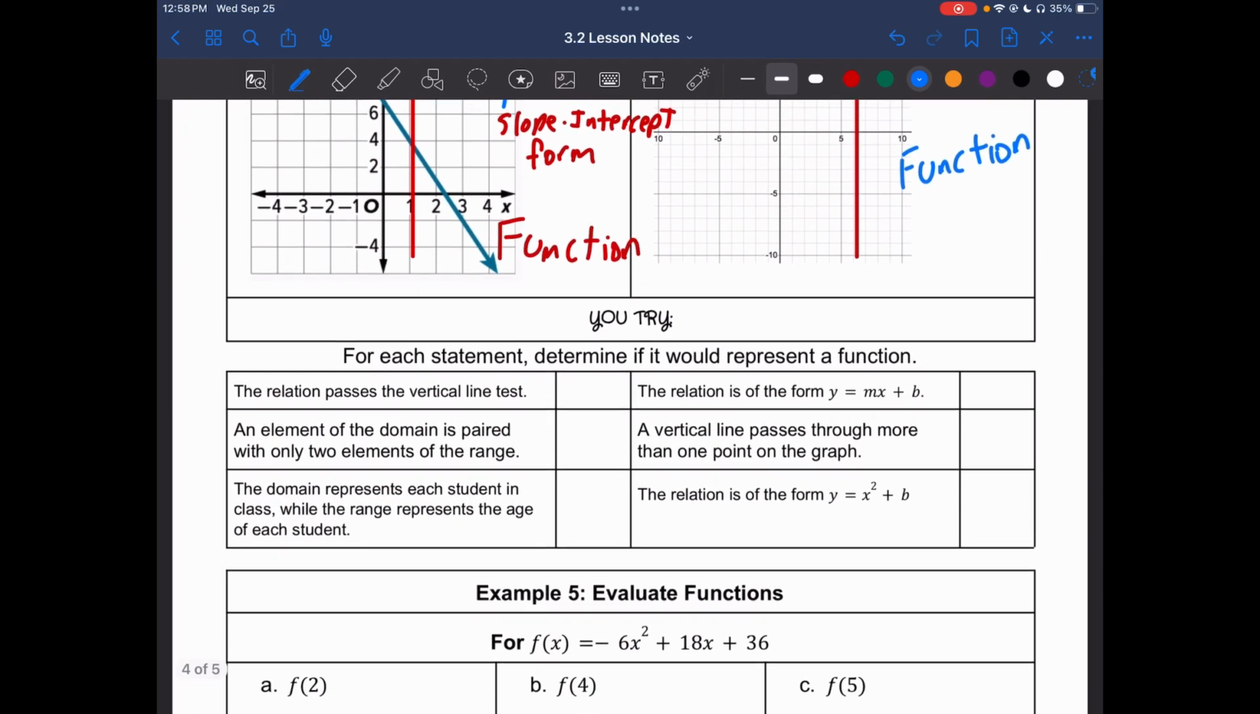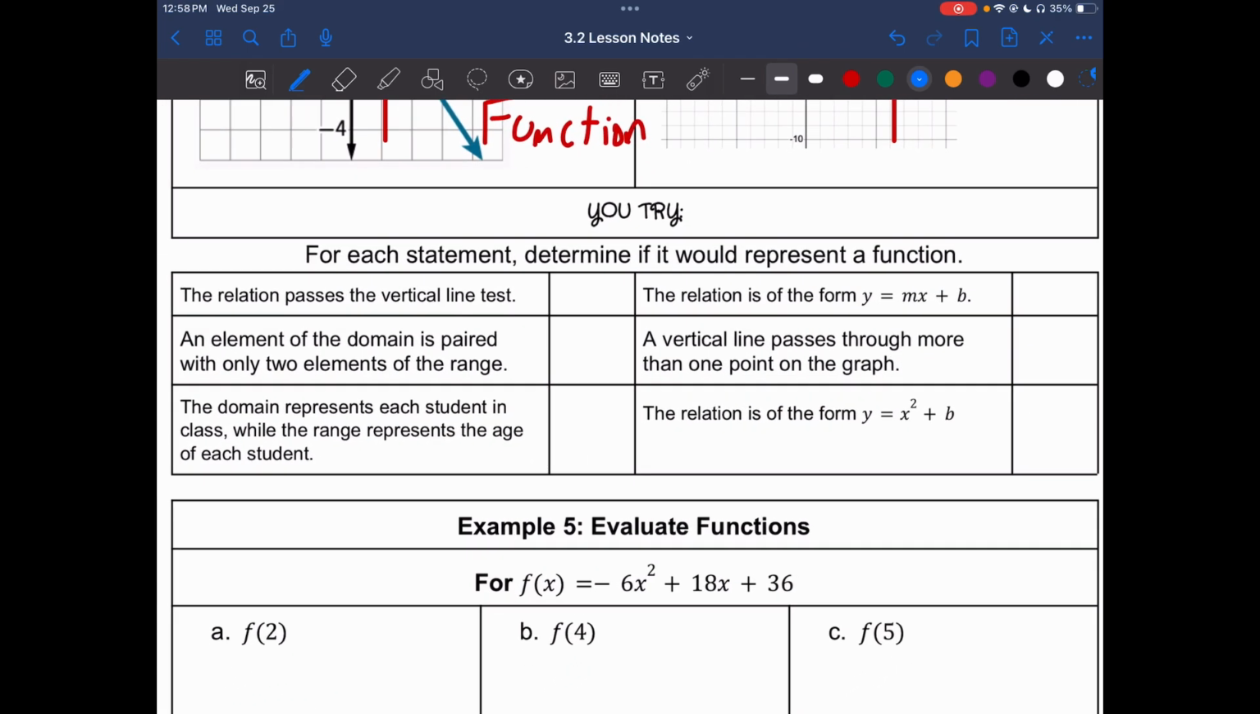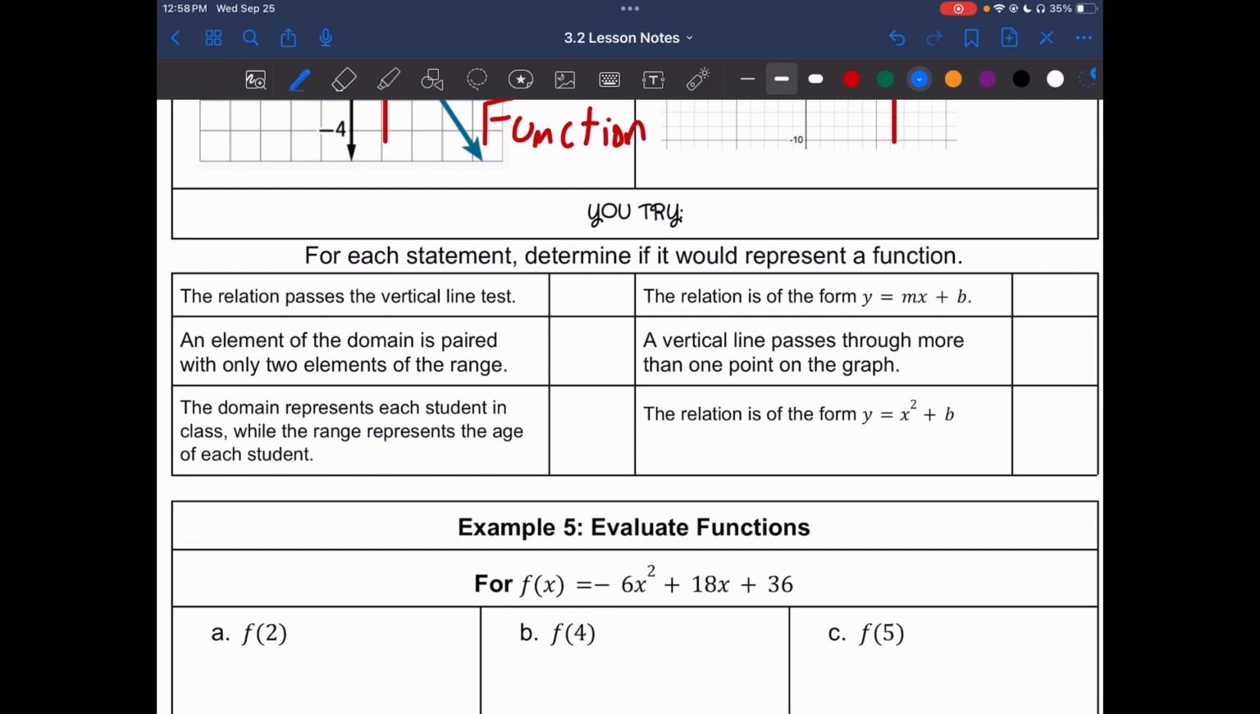Now, we have 6 statements here for you to read on your own, and then you are going to determine, are they going to be resulting in a function? So the first one we have is the relation passes the vertical line test. Yes, that will be a function. An element of the domain is paired with only 2 elements of the range. That is not a function because you can only be paired with 1 element of the range.